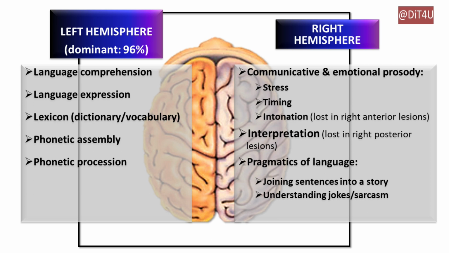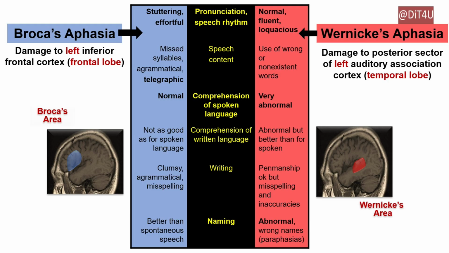So lexicon, which has two meanings, dictionary and vocabulary, and the phonetic sound-related assembly and processing, they are all a feature of left hemisphere. Right hemisphere, communication and emotional prosody, that is stress, timing, intonation, interpretation of language, pragmatics of language, making up a story, understanding jokes, sarcasm, reading between the lines, emotional aspects of language, all those are a part of right hemisphere. Please remember, Wernicke's, Broca's areas, they are on the left dominant side.